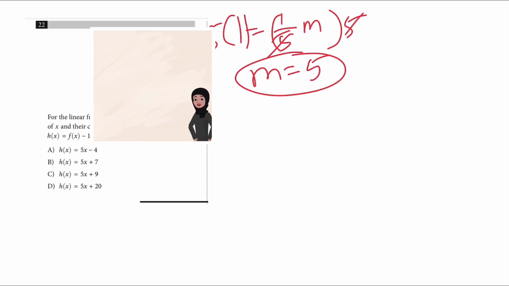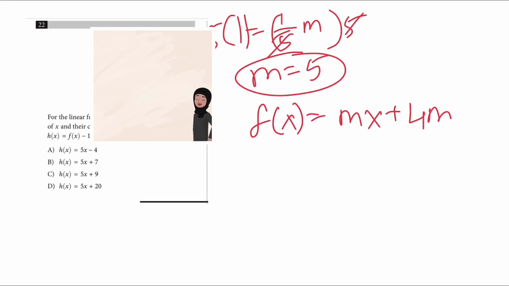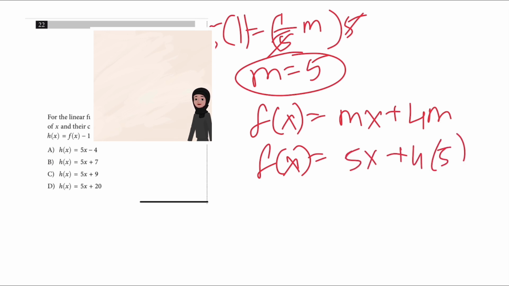So that means now our function f of x, we know that it was mx plus 4m. And now we know the value of m. We will replace m by 5. So f of x is equal to 5x plus 4 times 5. So f of x is equal to 5x plus 20.